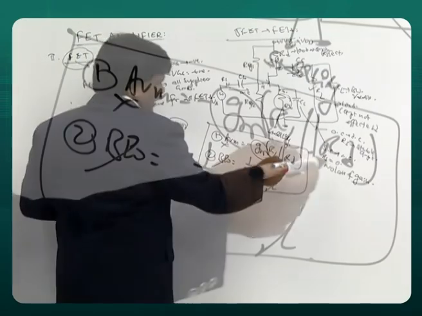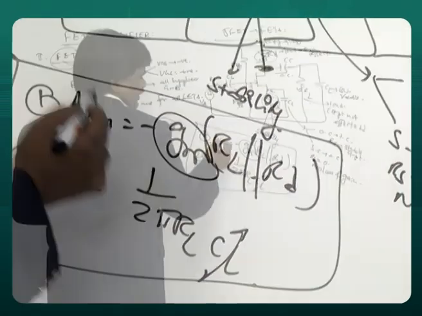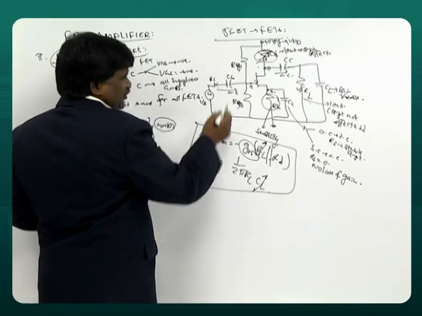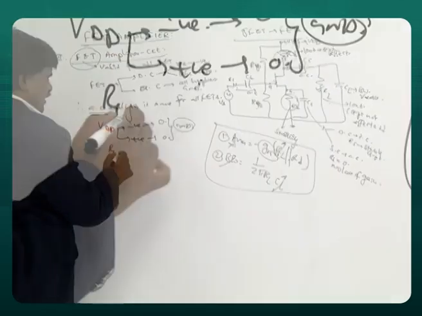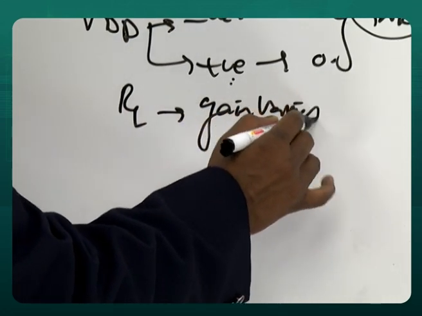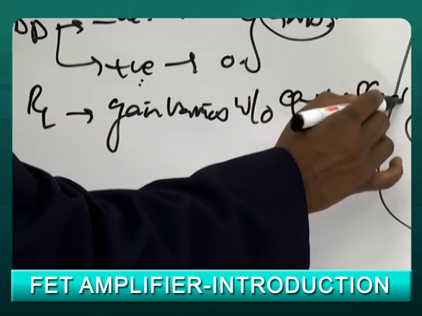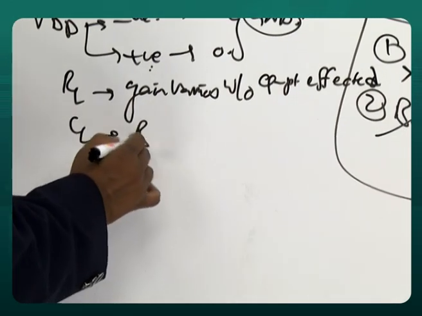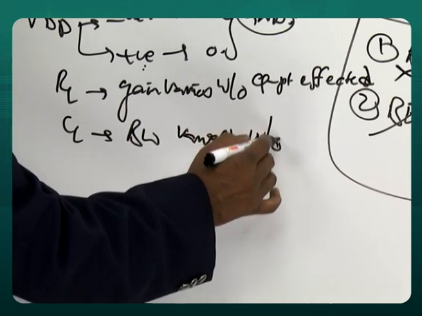Similarly, don't vary RD because both AC and DC are affected. Only vary RL, gain is affected. So by changing RL, gain is affected without the Q point. So I have two very interesting conclusions. RL, what is it doing? Gain varies without the Q point affected. Then what is CL? Bandwidth varies without affecting gain.